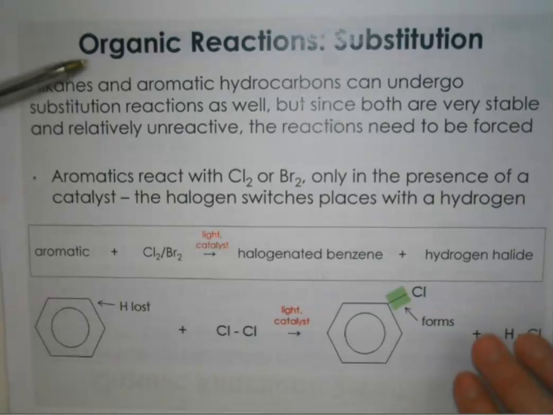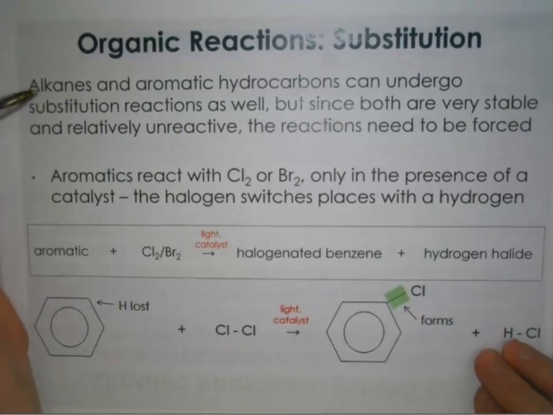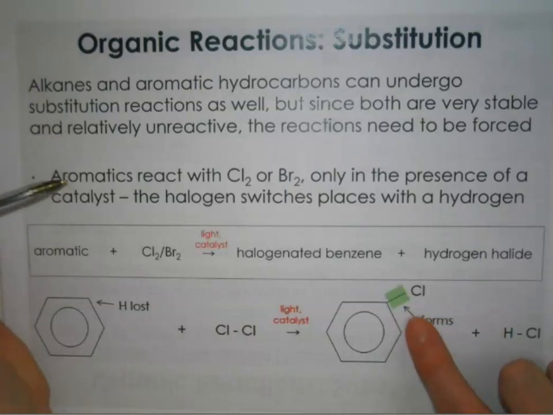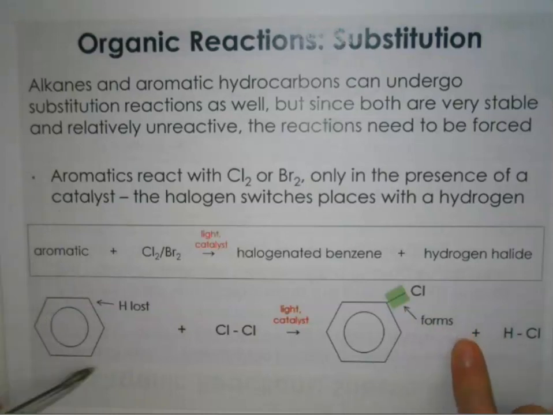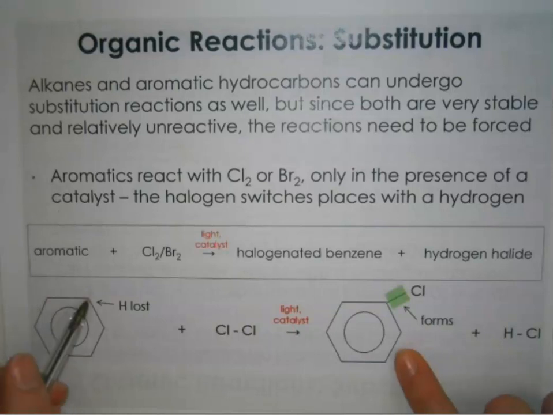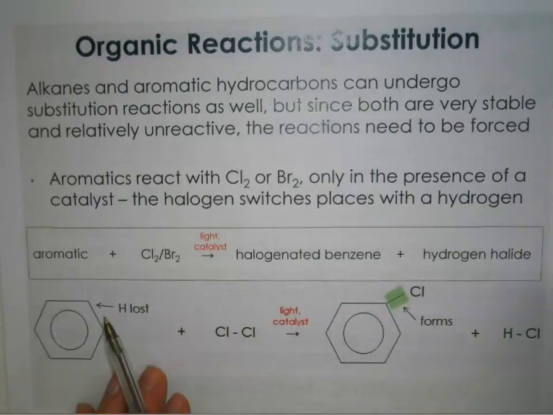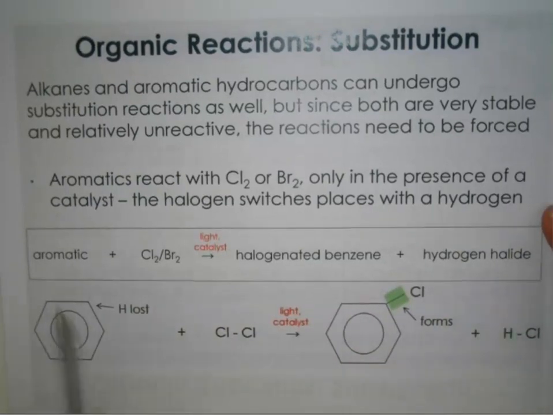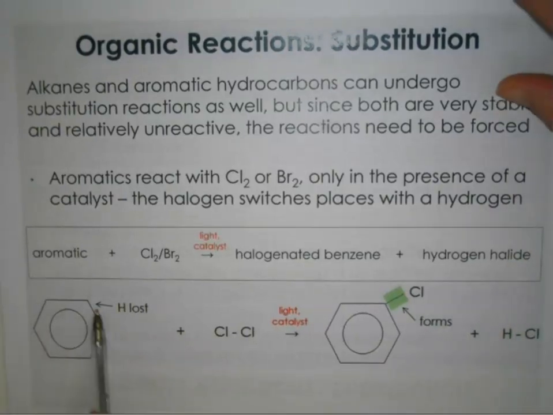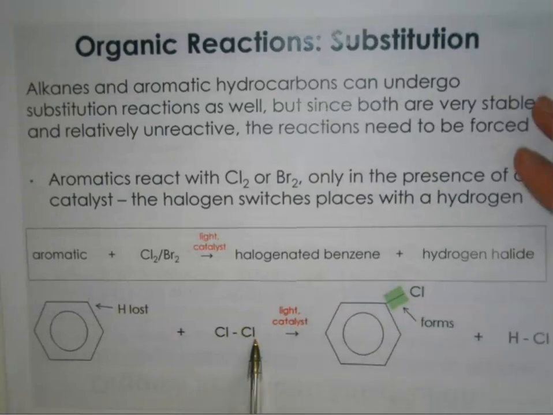Okay, so alkanes and aromatic hydrocarbons can also undergo substitution, but because they're really unreactive, the reactions need to be forced. So aromatics can react with chlorine or bromine in the presence of a catalyst, and the halogen switches place with a hydrogen. So basically you have your aromatic ring, and even though they don't represent it, we know that on these carbons there's one hydrogen each, right? And so basically one of those hydrogens gets replaced with a chlorine. So we end up having this halogen side group here. And then we have a hydrogen halide as a product because this hydrogen has joined on to the remaining halogen there.